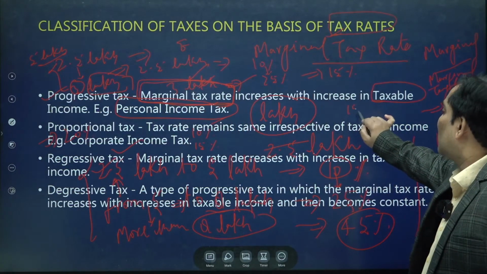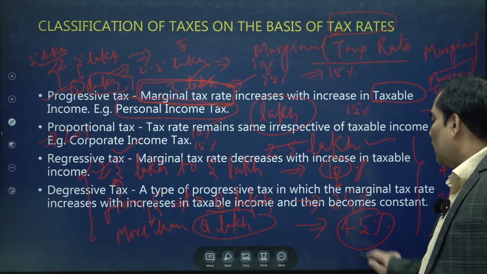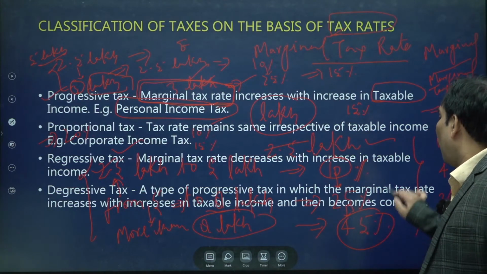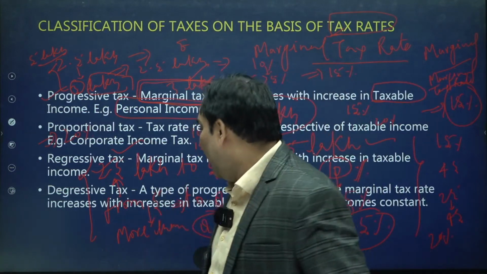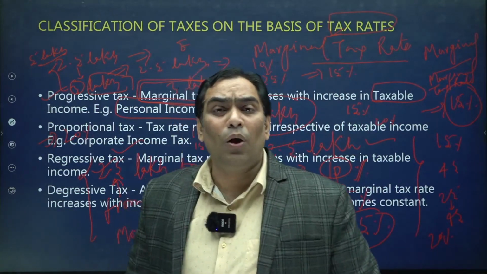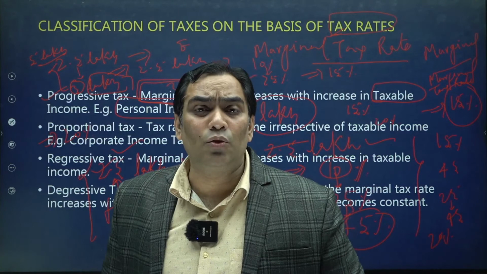What is the marginal tax rate? That is 15%. What is the marginal tax rate from 25 to 45? That is 20%. 20% is the marginal tax rate. So why is it increasing? It is increasing because taxable income is also increasing.